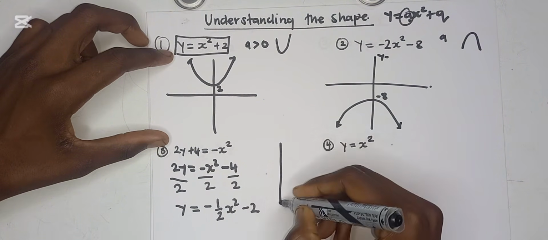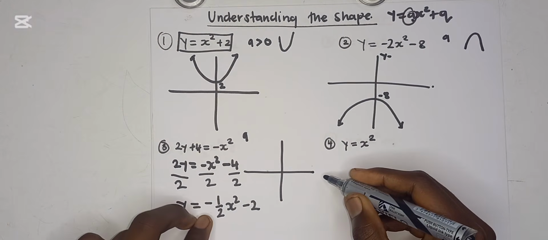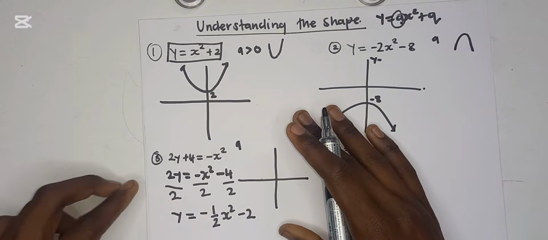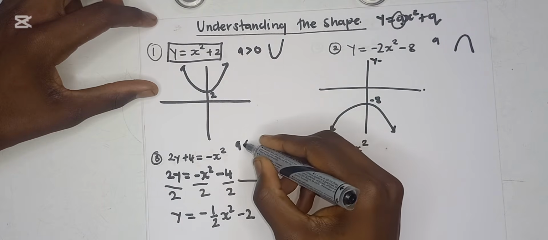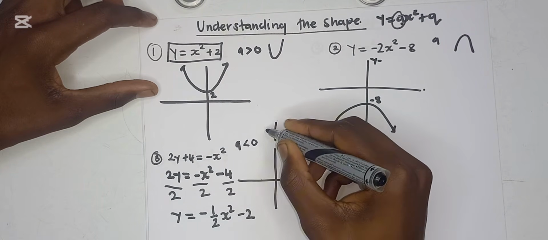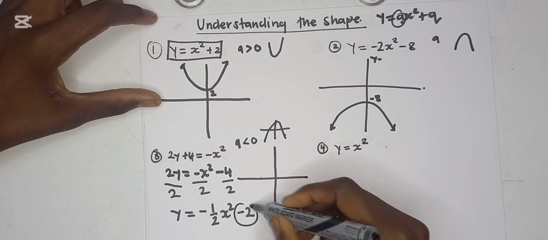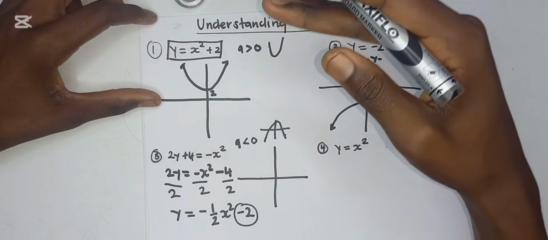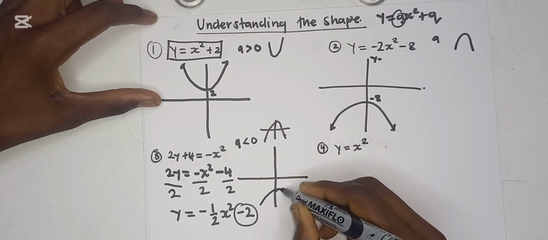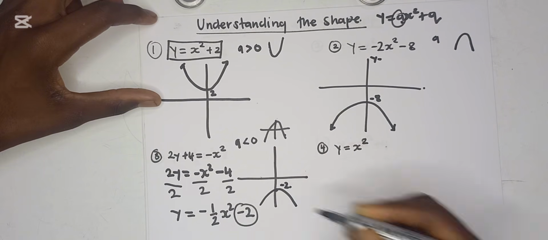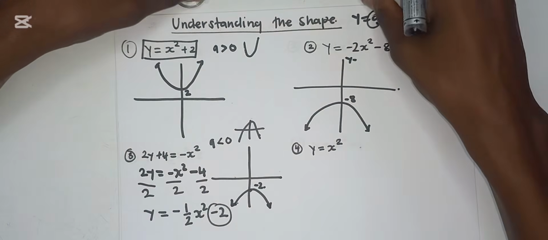So what will our graph look like? First, we look for the value of A. Is it positive or negative? As you can see, it's -1/2. Remember, the number here does not matter. What matters the most is the sign. So what is our shape? It's going to be a sad one, something like this. It also has a vertical shift of -2, which means it shifted 2 units downwards. So it's going to be somewhere here, shifted 2 units downwards.